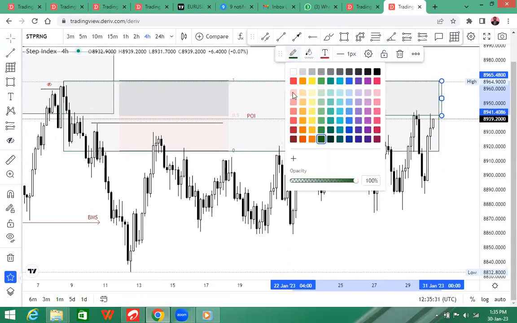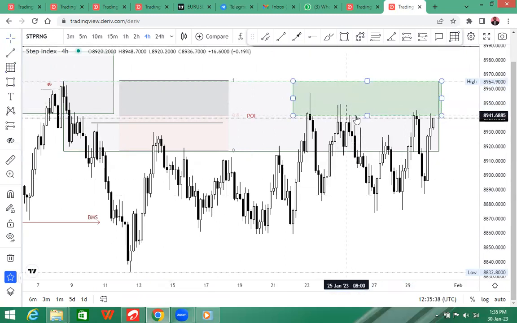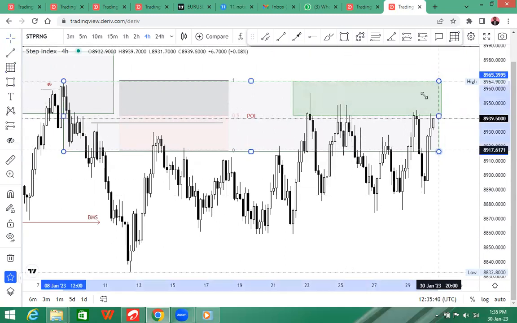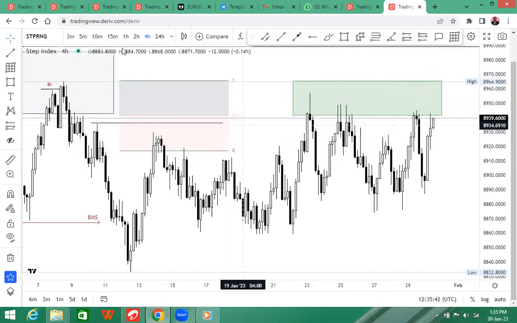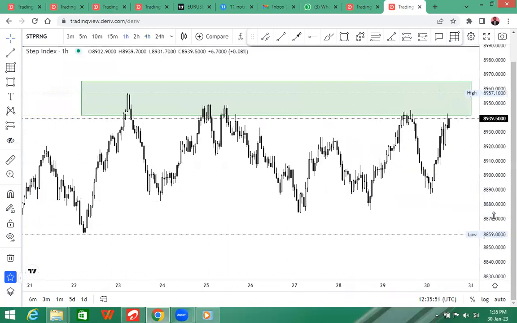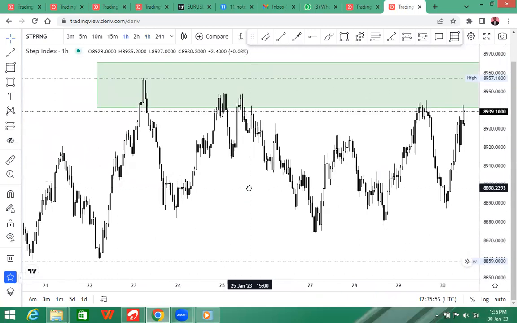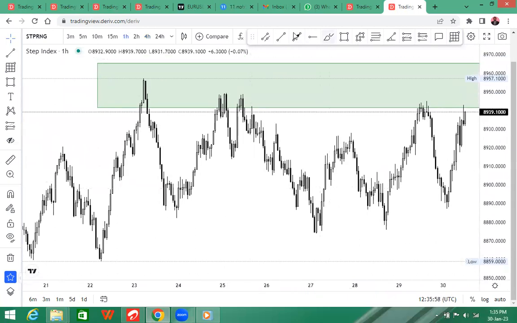Let me turn this to green. So 50% of this box is where I'm waiting for price. Let me remove this now. I'm still anticipating that price should go down. So I go to my 1 hour or 15 minutes. On my 15 minutes, this is what I'm looking for: a break of structure and price should come back inside. So price came, gave us this break in market structure.